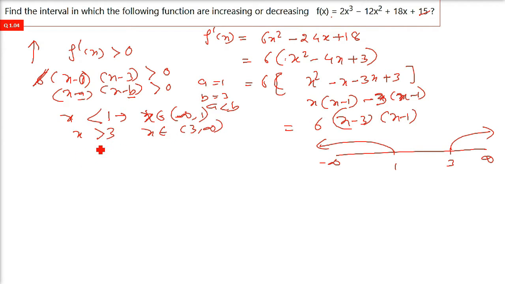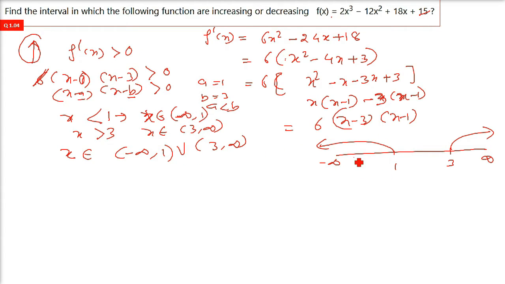So how are you going to combine these two solutions? You just have to take the union of it. So union means plus only. We are combining both the conditions into one. So it should be negative infinity to 1 union 3 to infinity. So anything which is not between 1 and 3, the function is going to increase.